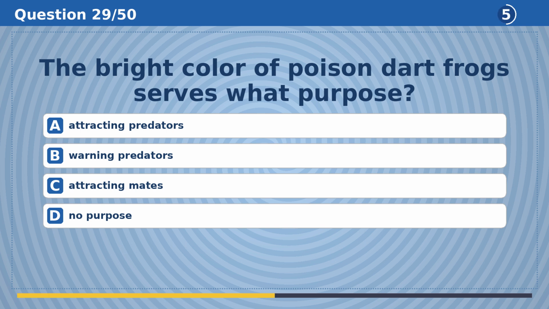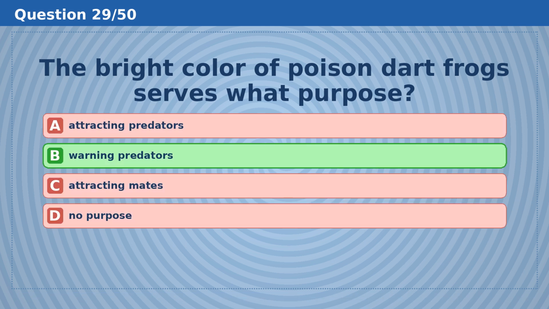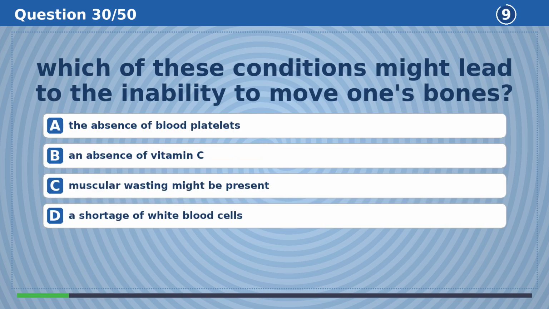The bright color of poison dart frogs serves what purpose? The answer is B, warning predators.